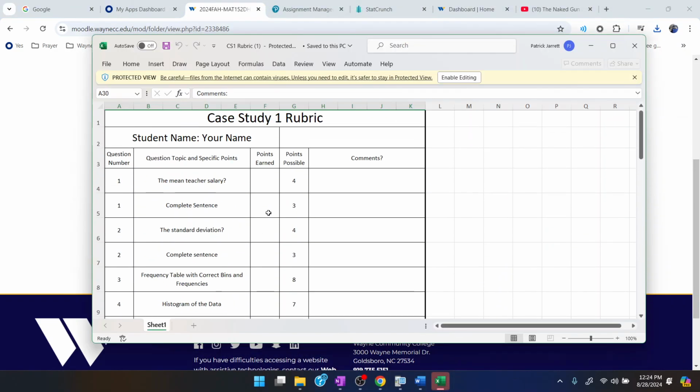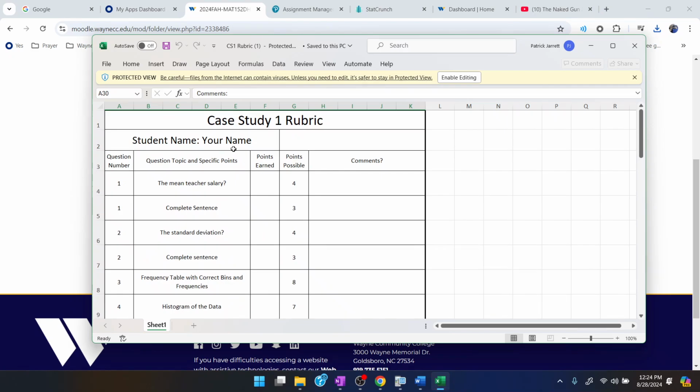Basically what happens is your name goes here when I grade these, and these are all the questions, question numbers. And the cool thing is I don't have to add up the points. Basically, I have everything done here. So this is worth 100 points.